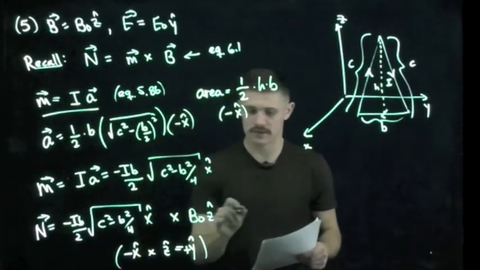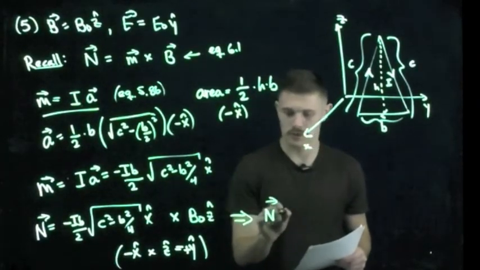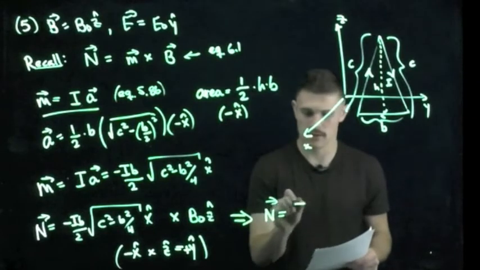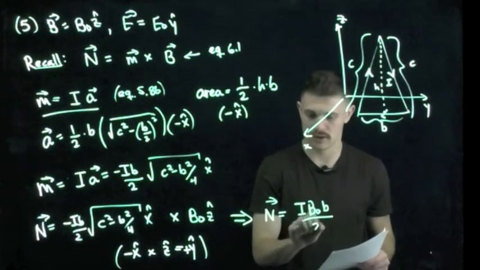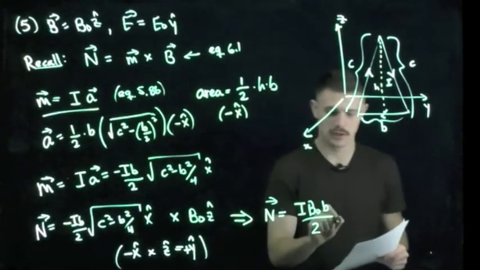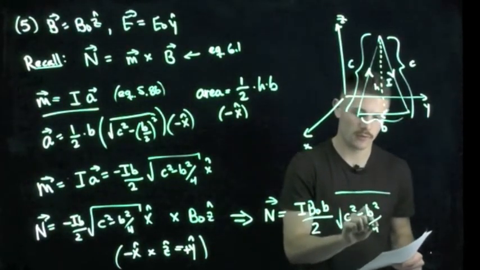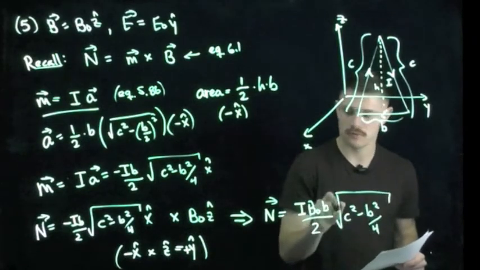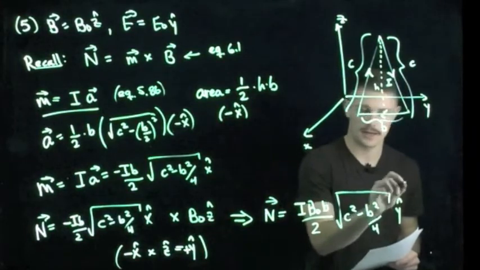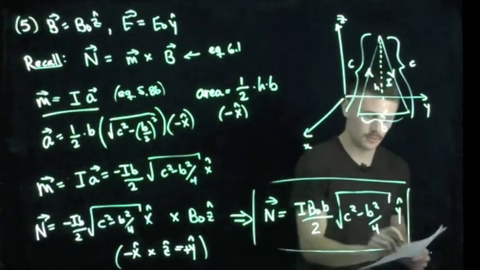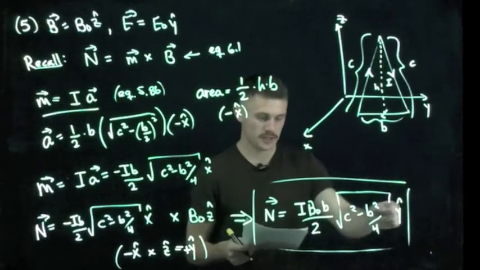We can do all of this through, and we get that N is equal to all of the constants, so I times B naught times small b, which is the width of the triangle, over 2, and the square root of c squared minus b squared over 4. And the direction is simply negative x hat cross z hat, which is positive y hat. And we look at this, B naught I b over 2, and then the square root and y hat.